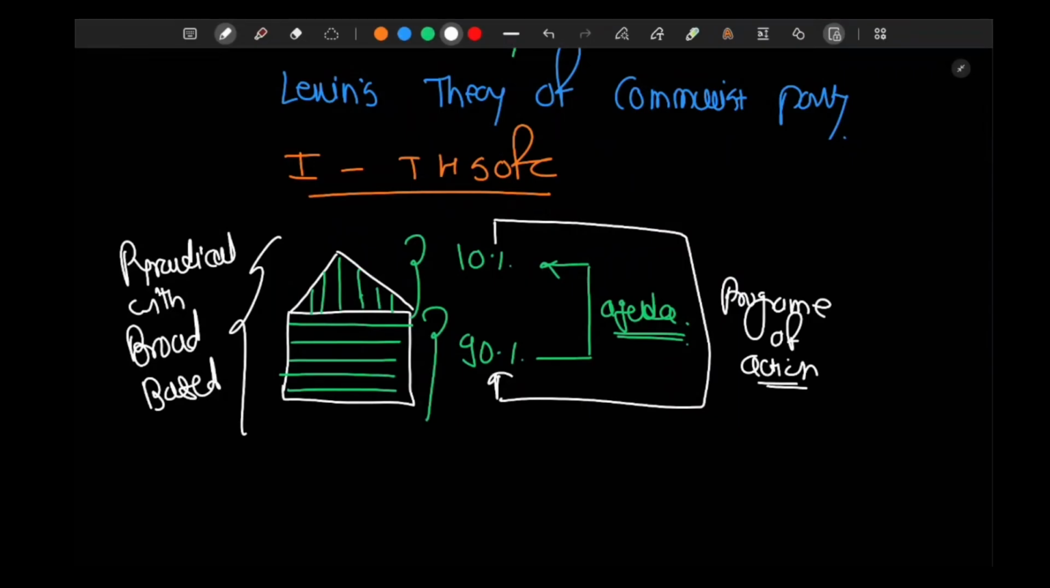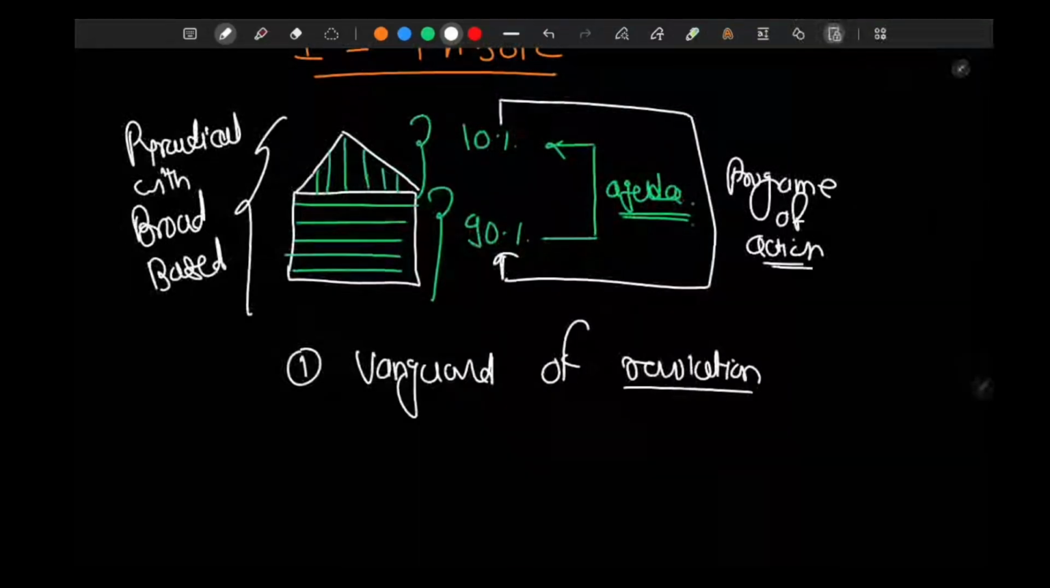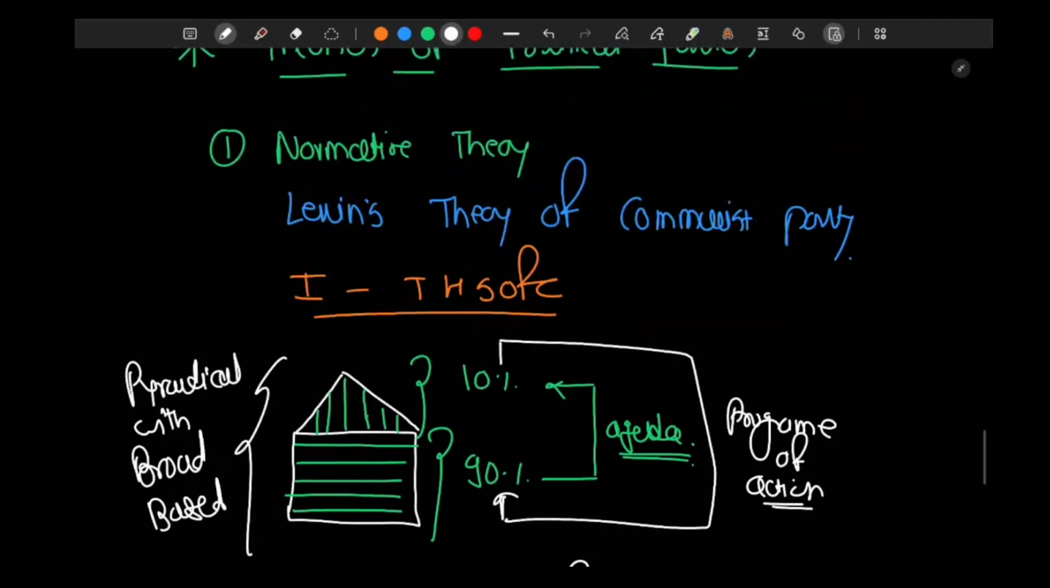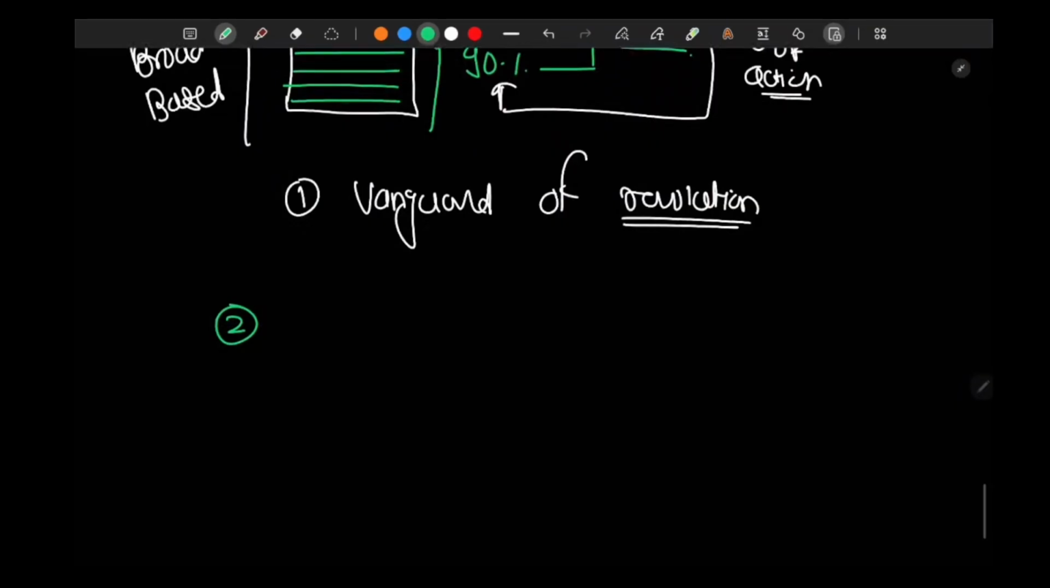This Communist Party, Lenin says, is going to be a vanguard of revolution. This Communist Party will lead workers to revolution. Right? Will encourage workers for revolution.